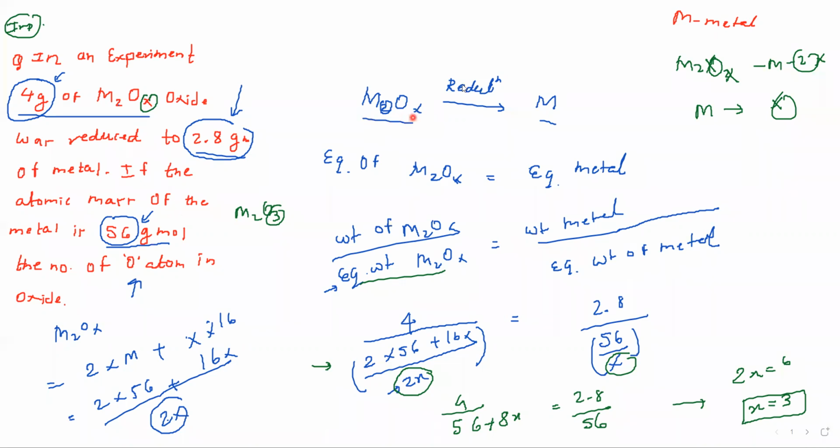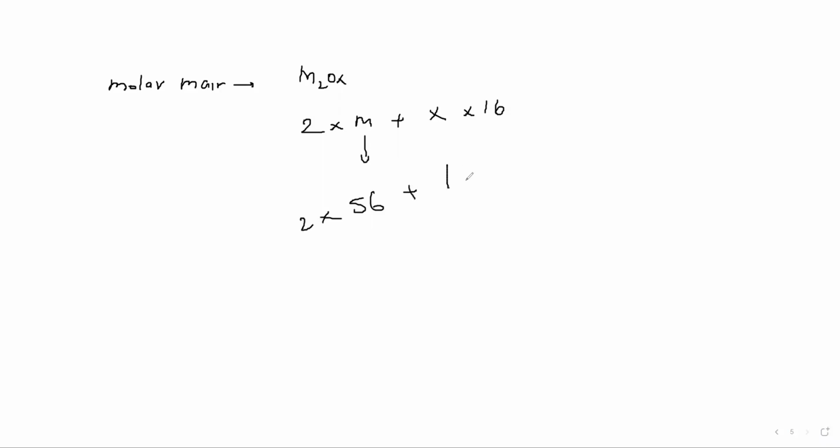So M2OX is giving you the M metal. Okay. Now instead of finding the molar mass, I'm writing here equivalent mass. Why am I writing the equivalent? See here. What is molar mass? If I'm writing M2OX, what is the molar mass? 2 into M plus X into 16. Isn't it? Yes, sir. Okay. But we have been provided M is equal to 56. So 2 into 56 plus 16x.